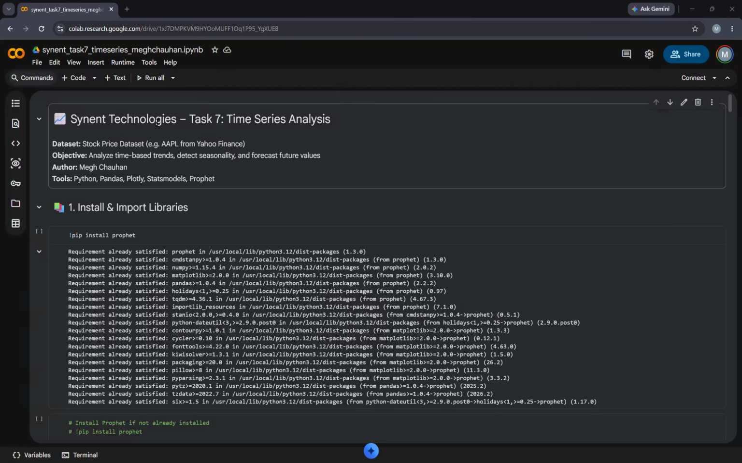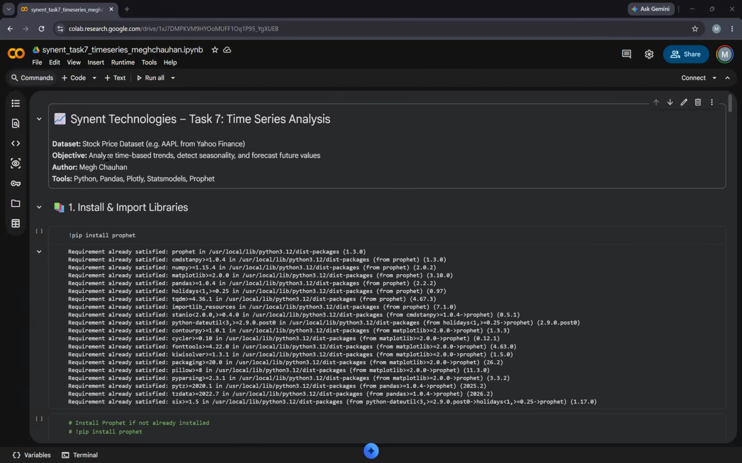So, hello friends, my name is Meg and this is the Task 7 time series analysis of my data science internship at Synent Technologies. The dataset that I have used is a stock price dataset, for example AAPL from Yahoo Finance.